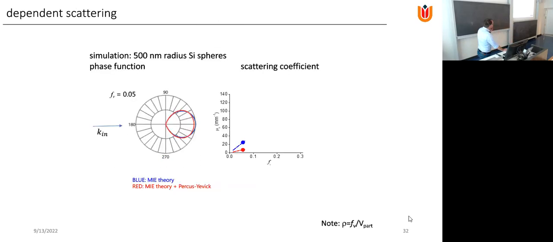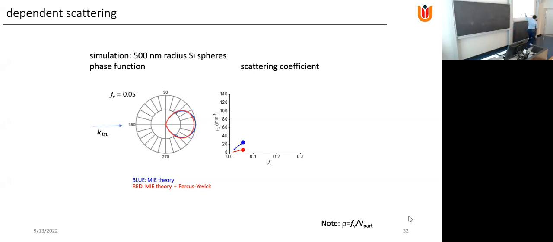Here we go. This is a simulation of a particle of 500 nanometer radius, a silicon sphere. On the graph you see a polar plot with the phase function. The light is incident along the 180 degrees, so along here, and this is the distribution of the scattered light in the polar plot. Both in blue, that's Mie theory not taking into account the structure factor, and in red, taking it into account. The volume fraction is pretty low, 5% only. Not too low, but 5%.